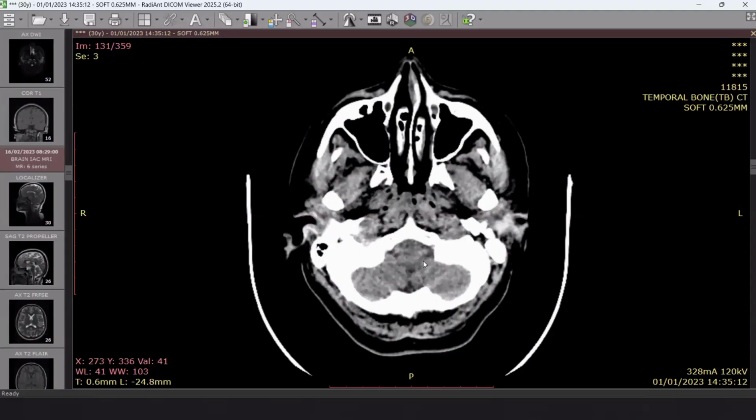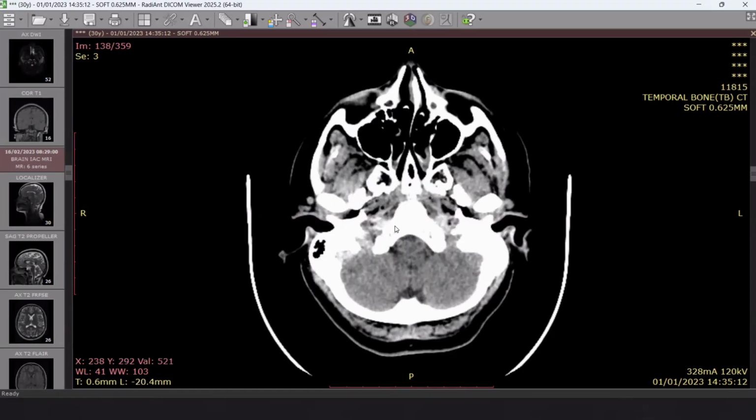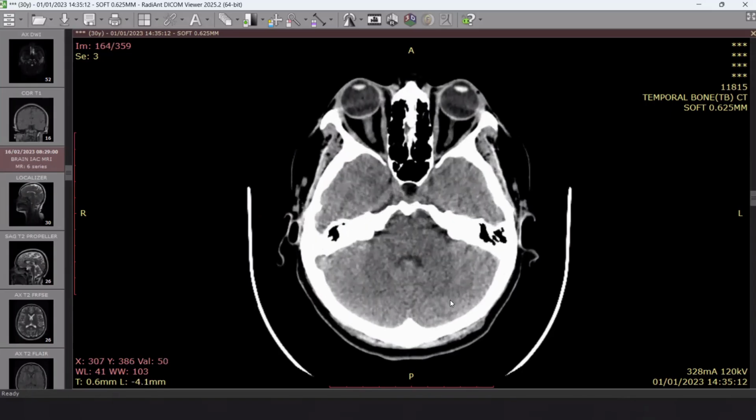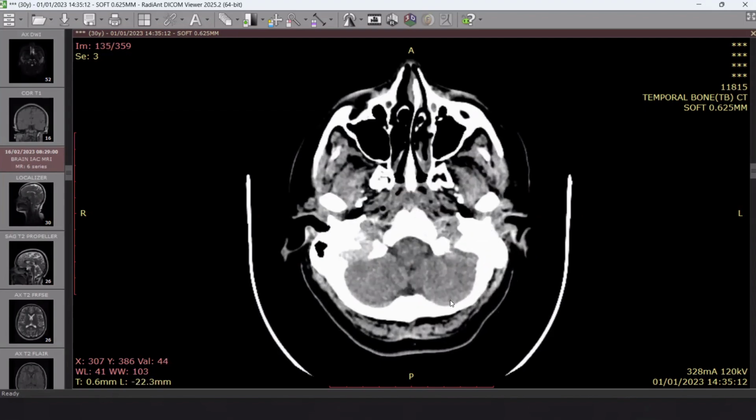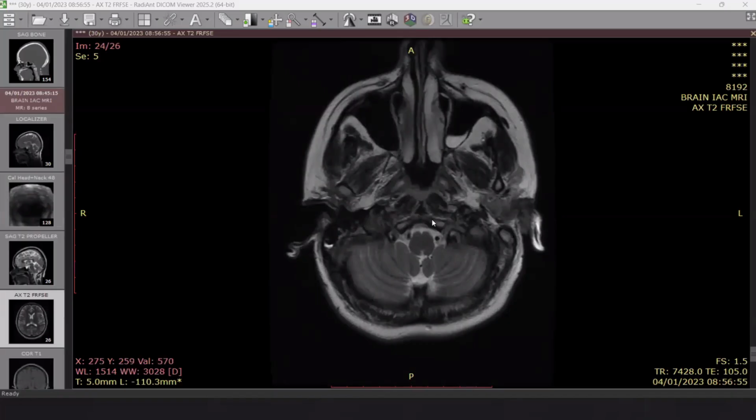If you go more, I think it will go to the sigmoid sinus. Yes, this is hyperdense. So what's your suspected diagnosis? I'm thinking along the lines of internal jugular vein thrombosis, which has extended superiorly. It looks like a cord sign or hyperdense sign along the internal jugular vein, and it is suspicious for an acute venous thrombus. We also did an MRI study for the same patient.